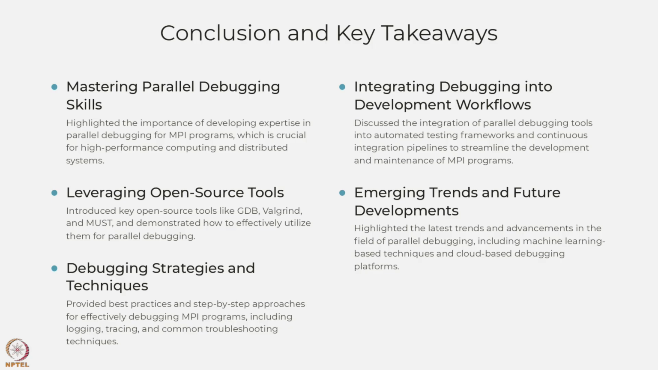So, what are the key conclusions and takeaways from this video? To master parallel debugging skills, it is really crucial to understand high performance computing and distributed systems. We need to really leverage open source tools like GDB, Valgrind, and MUST. We should have very good debugging strategies and techniques, best practices, and step-by-step approaches for effectively debugging the MPI program. We have to put in approaches like logging, tracing, and common troubleshooting techniques.